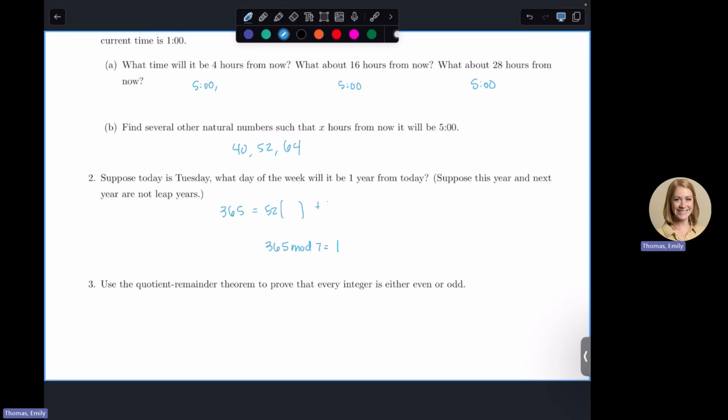I can't do this in my brain. Am I doing the right thing? What's that number? Or is it supposed to be 7? It's supposed to be 7 times 52 plus 1. Yes? Yes. Good, good, good.